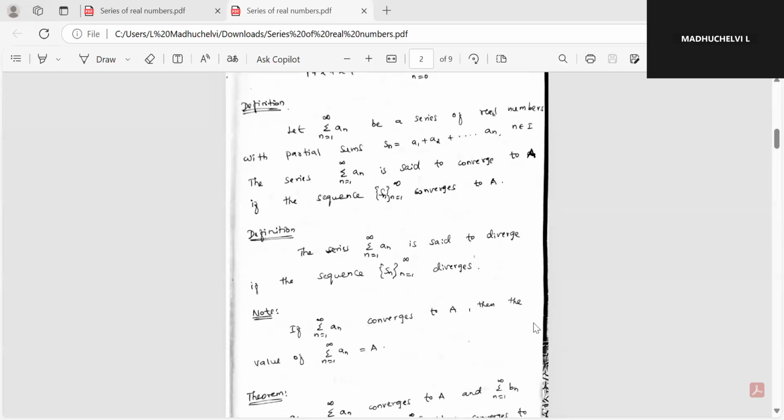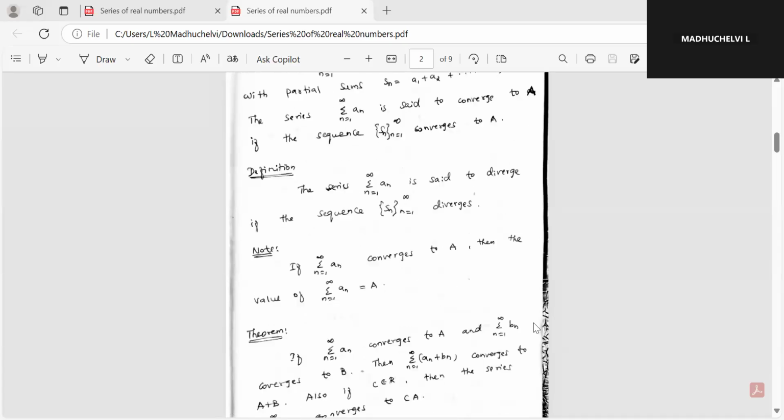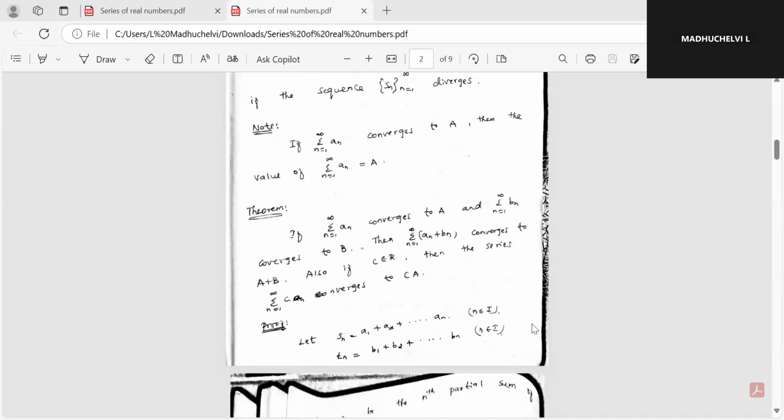The series summation n equal to 1 to infinity a_n is said to diverge if the sequence s_n, n equal to 1 to infinity, diverges. That is, the sequence of its partial sums diverges. If summation n equal to 1 to infinity a_n converges to the limit A, it means the value of that summation is equal to A.